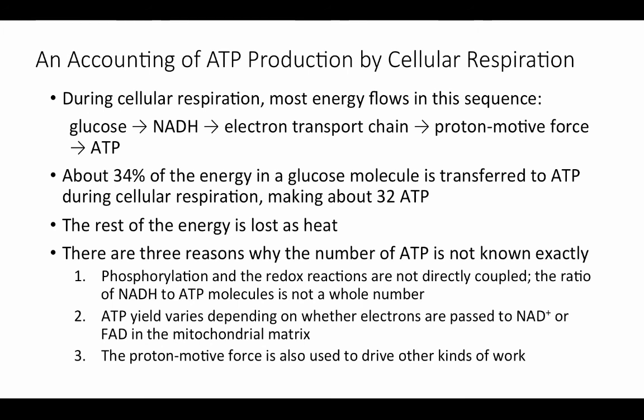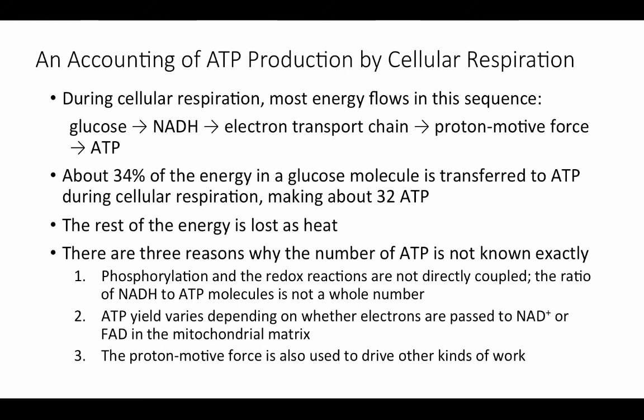The second reason is that the ATP yield is going to vary depending on whether electrons are passed to NAD+ or FAD in the mitochondrial matrix. NADH and FADH2 cannot actually move from the cytosol into the mitochondrial matrix. They actually pass their electrons to electron carriers in that membrane to transport them across the membrane, where they are picked up by another NAD+ or FAD molecule. And which one of those picks them up is going to determine where in the electron transport chain they deposit those electrons, which is in turn going to determine how much energy is going to be extracted from those electrons.